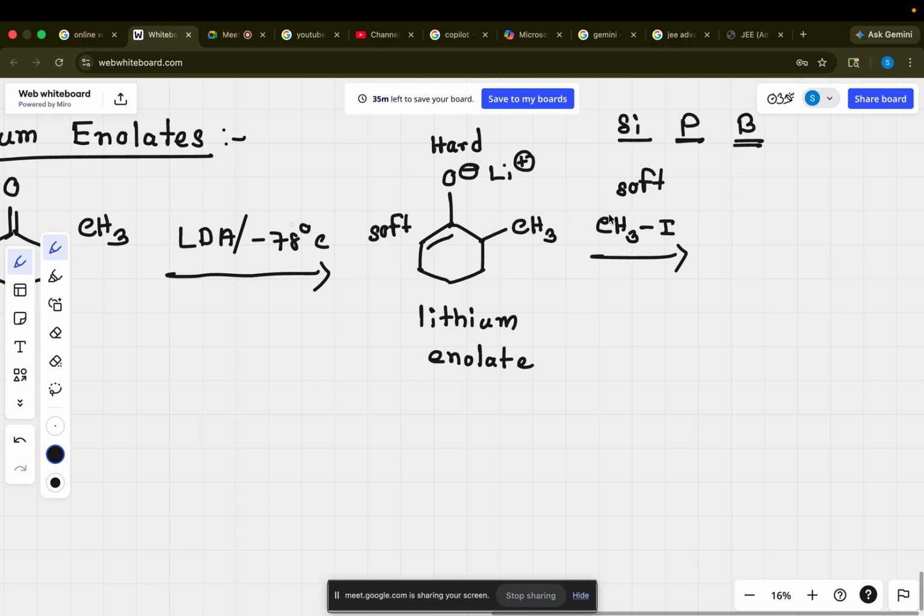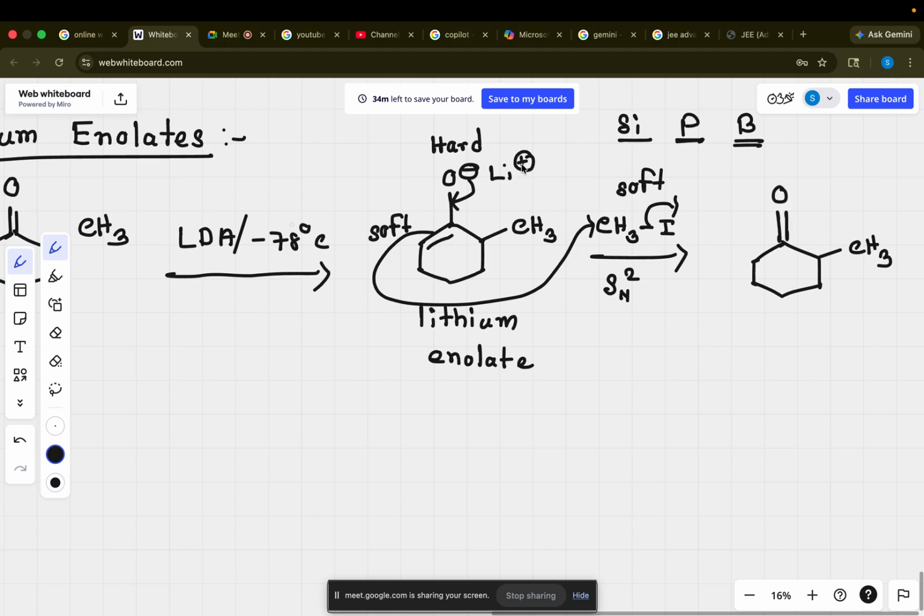But if you have this kind of carbon center, keep in mind a carbon-carbon bond will form, because this carbon is also soft. So O minus will push back its electron density, and the double bond will attack on this carbon center, and iodine will leave from here. So this is an SN2 reaction happening. But which center it will attack, that you have to see. Clear what I am saying?